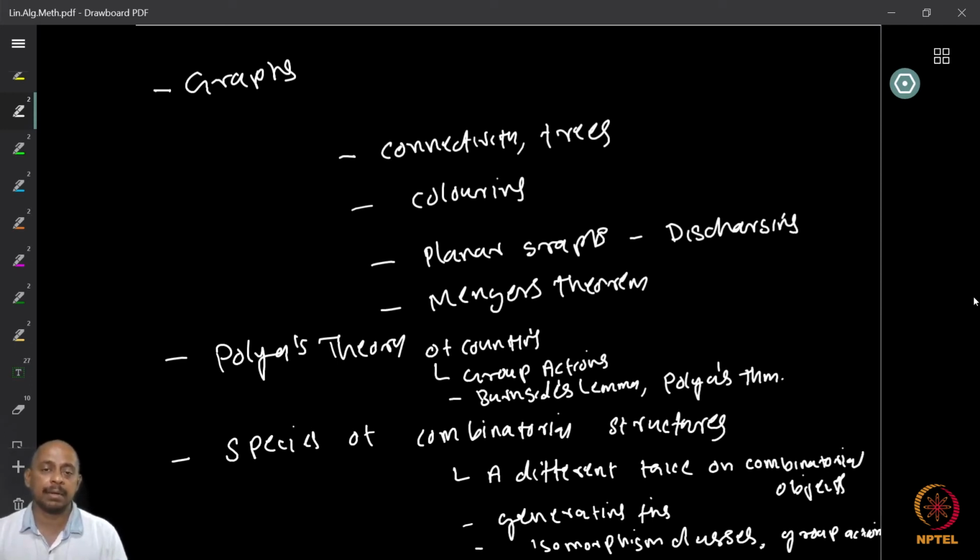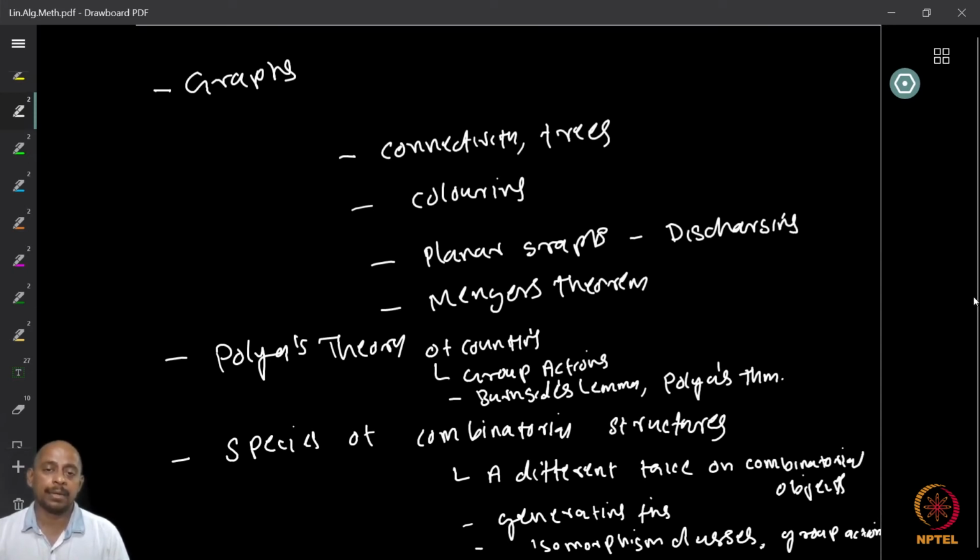Okay, this is what we learned in combinatorics, and we saw several real-world applications of the techniques that we have learned in other areas, at least a few of them. Now, so that is what we learned in this course so far.